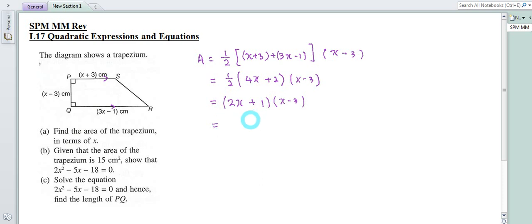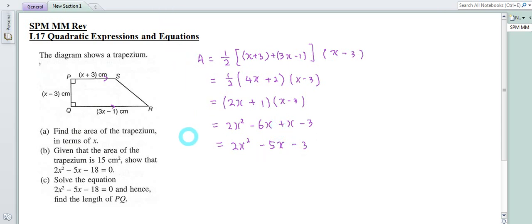Now we do the expansion like usual. 2x times x, you get 2x squared. 2x times negative 3, negative 6x. Positive 1 times x, positive x. Positive 1 times negative 3, negative 3. Okay, it's 2x squared. Negative 6x plus x, you get negative 5x minus 3. Okay, so this is the area of this trapezium in terms of x.